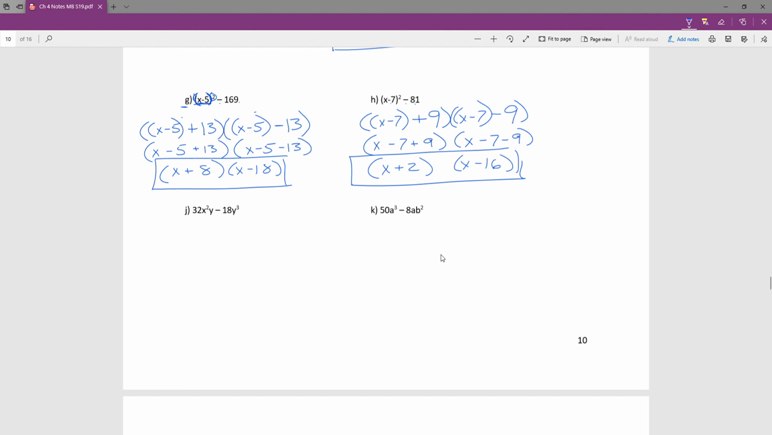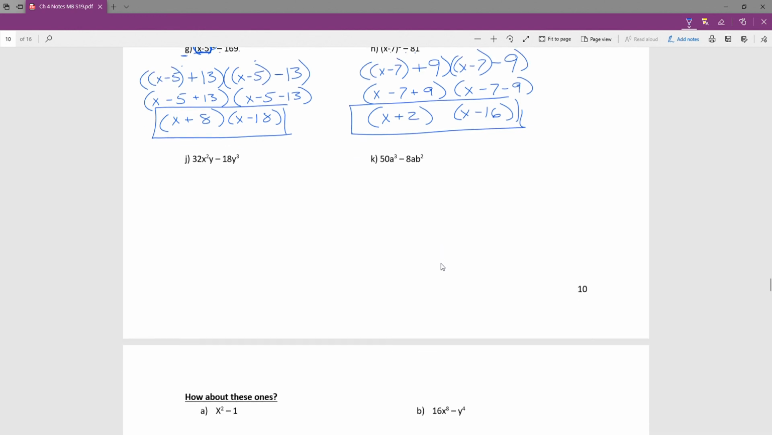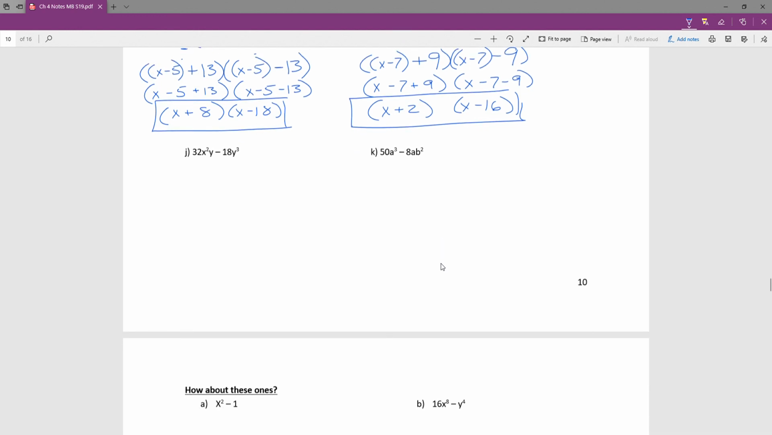For the last two on the page, we've got this case that we need to remember. We really need to remember that we look at greatest common factor first and then on to how many terms. So we talked about 4 terms, we talked about 3 terms. Now we're talking about 2 terms, but it's always greatest common factor first.